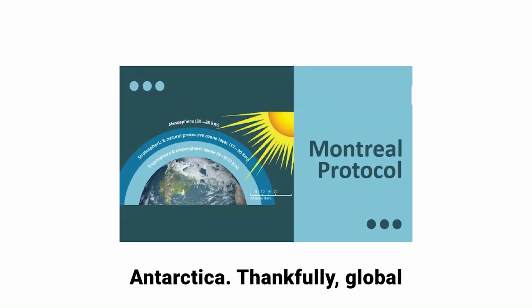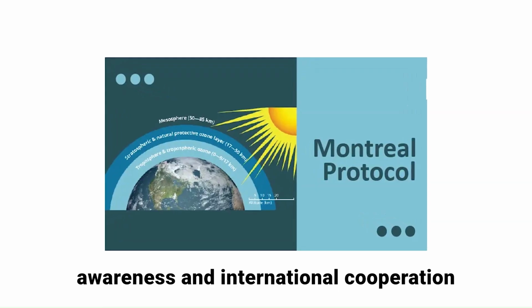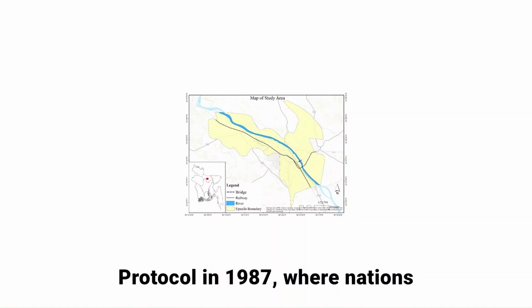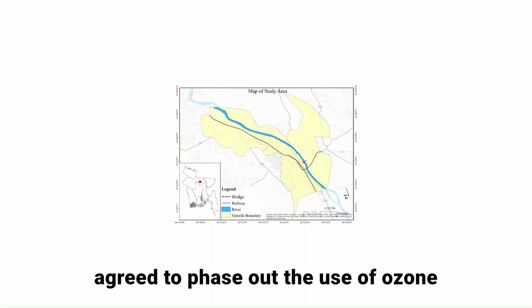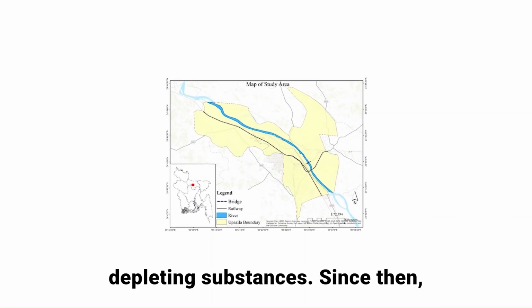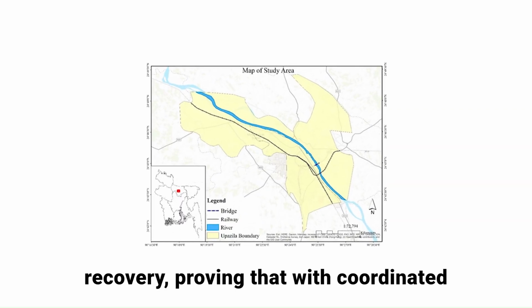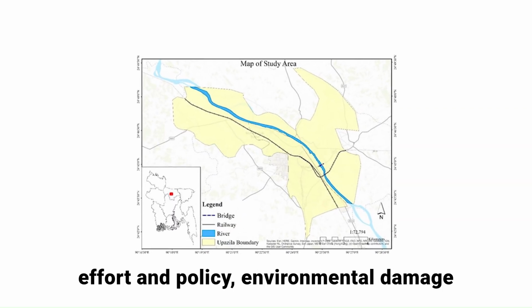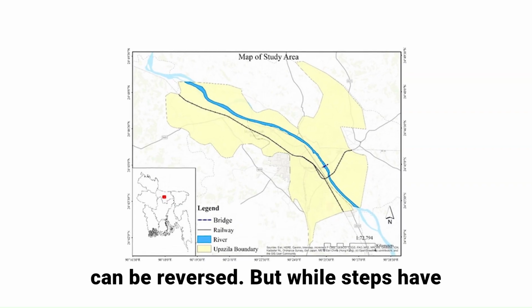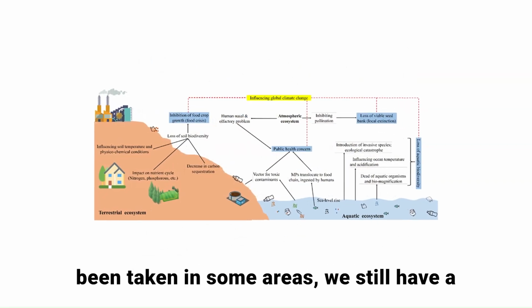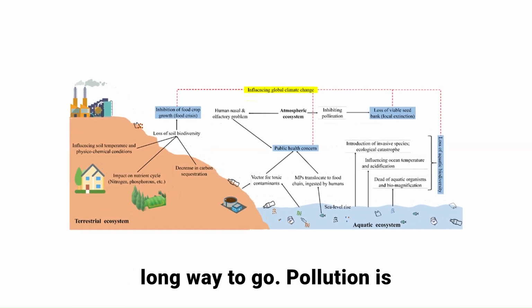Thankfully, global awareness and international cooperation led to the signing of the Montreal Protocol in 1987, where nations agreed to phase out the use of ozone-depleting substances. Since then, the ozone layer has shown signs of recovery, proving that with coordinated effort and policy, environmental damage can be reversed. But while steps have been taken in some areas, we still have a long way to go.